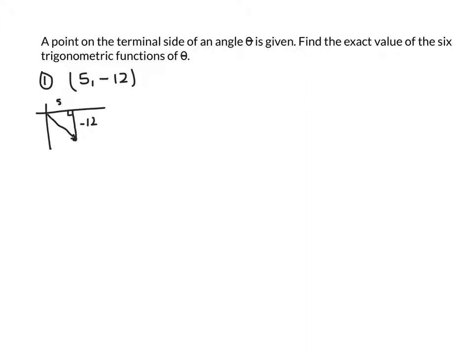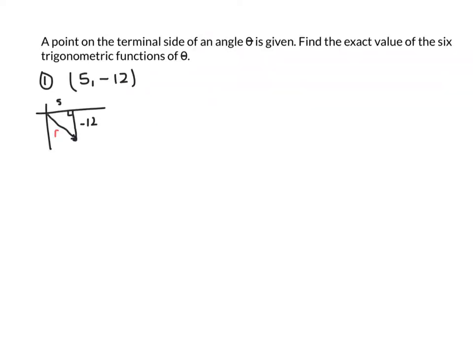So on this one, they're giving us a point 5, negative 12. That's on the terminal side of this angle theta. So again, your angle theta could be this big angle here, or it could just be the negative angle down here. And they're telling us it's 5, negative 12. So if we create this little right triangle here, we know the x distance is 5 and the y distance is negative 12. But this one, they don't tell us that it's on the unit circle. So therefore, we cannot assume that our radius is equal to 1.